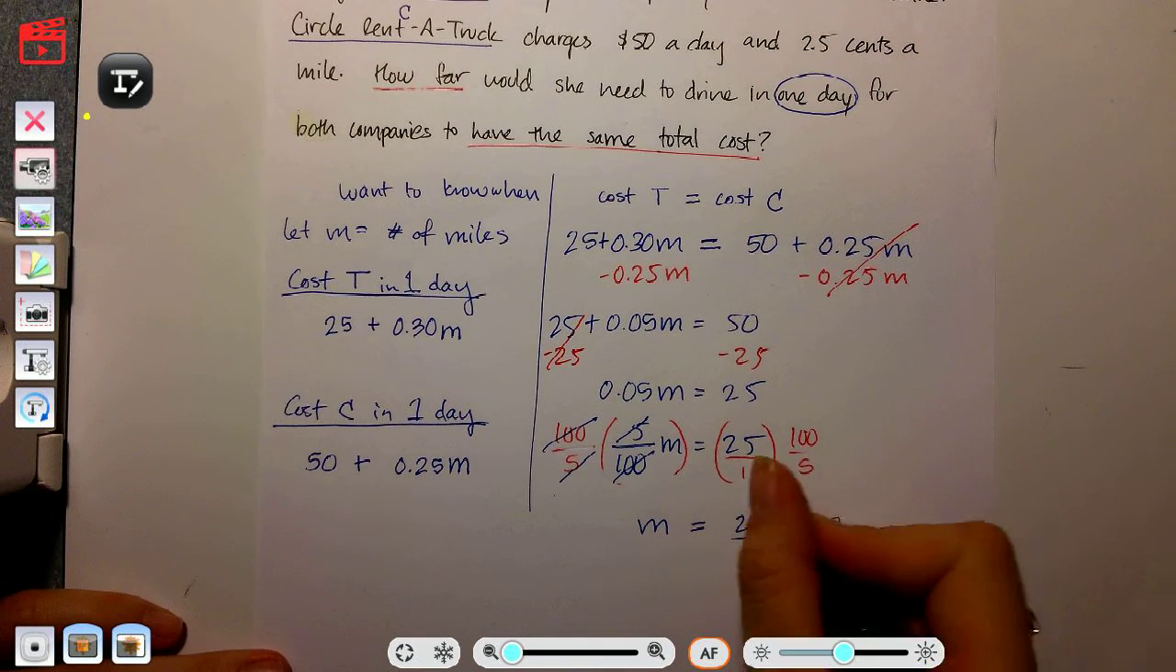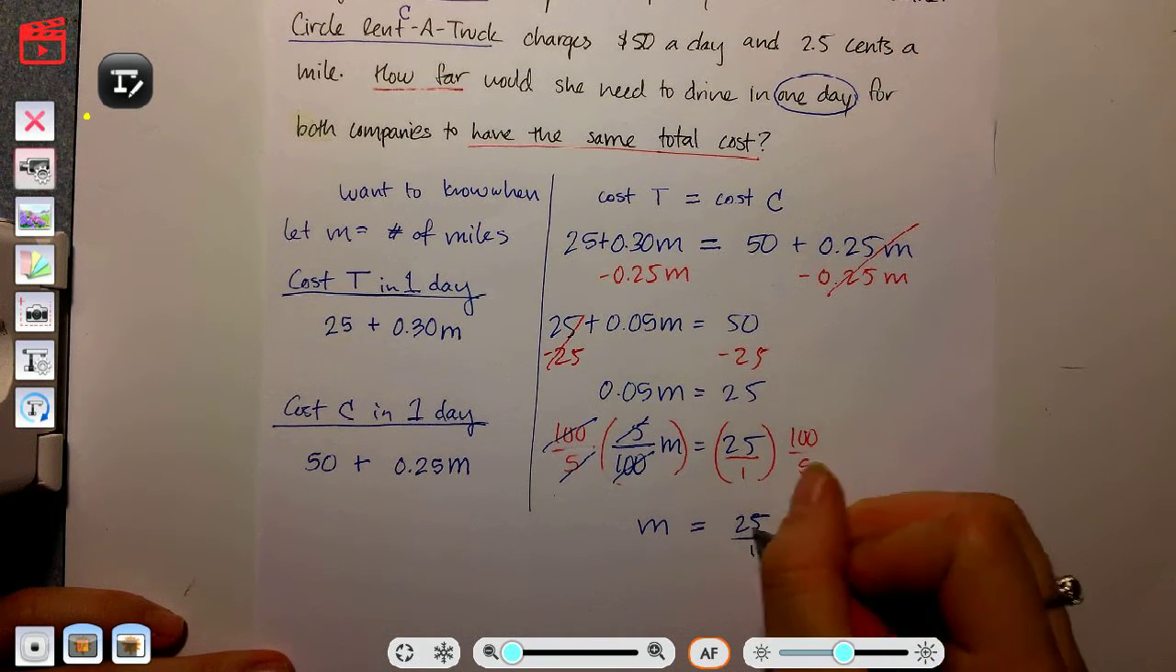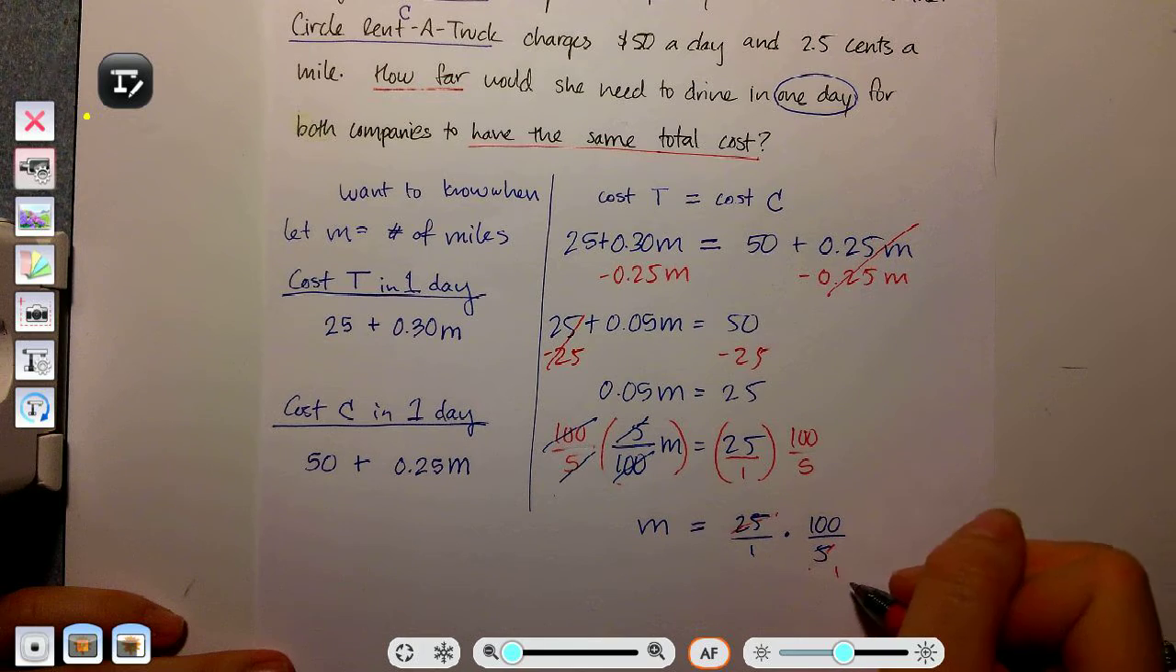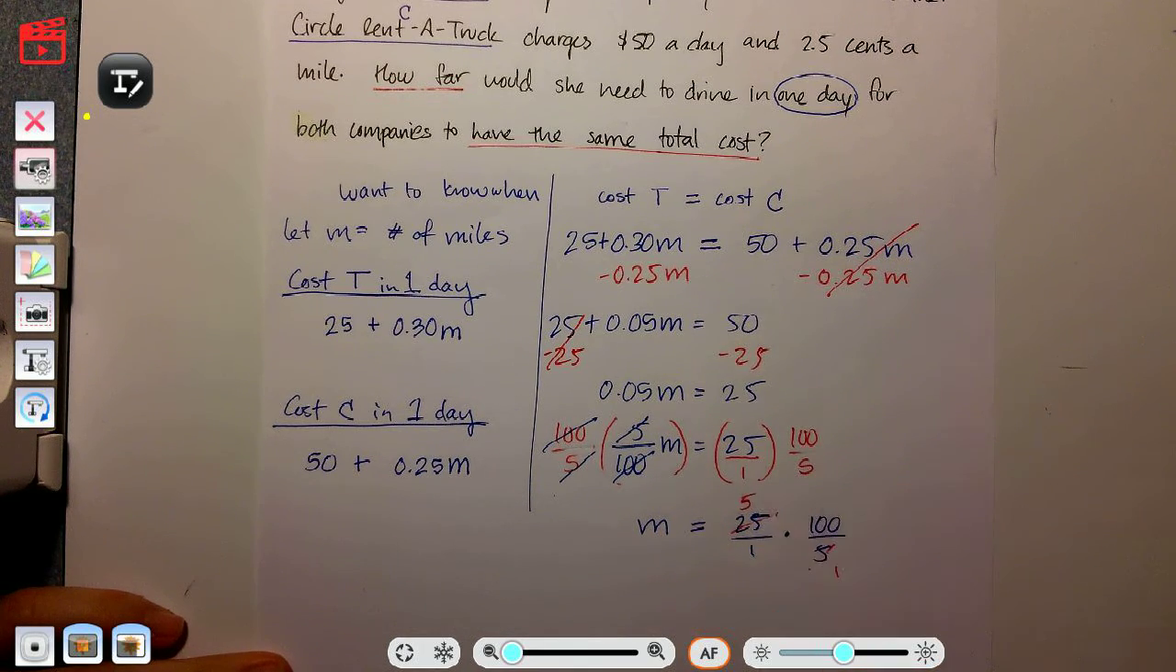All right, so let's simplify. 25 over 1 times 100 over 5. Well, we can simplify this 5 and the 25. 5 goes into itself once. 5 goes into 25 5 times. And what are we left with? m equals 5 times 100, which equals m equals 500.